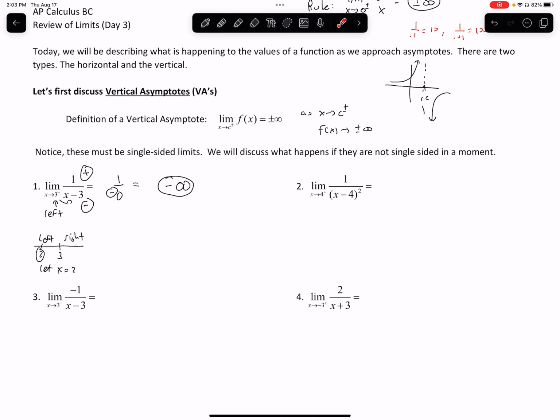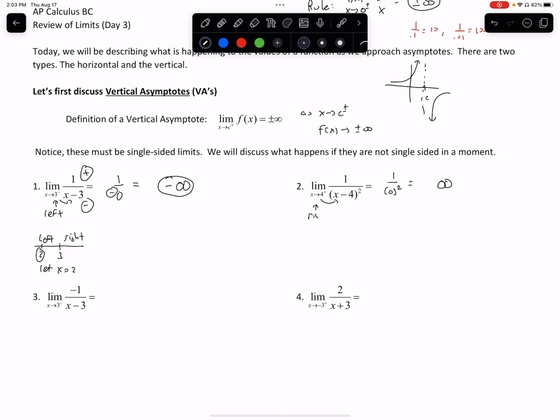So let's try number 2, the same way. Ready? If we were to try to plug in 4, we would get 1 over 0 squared. Now, my rule is that this is either plus or minus infinity. So all I'm going to do is pick a number close to 4, but this time on the right. So let x be 5. And if we do that, we would get 1 over 5 minus 4, squared. 1 squared is 1. Notice the top is positive, the bottom is positive. So this is going to become positive infinity.